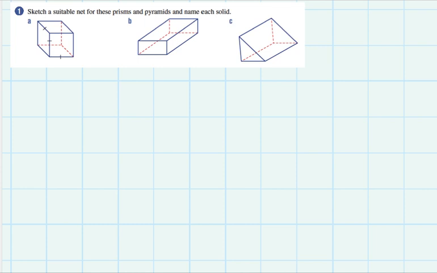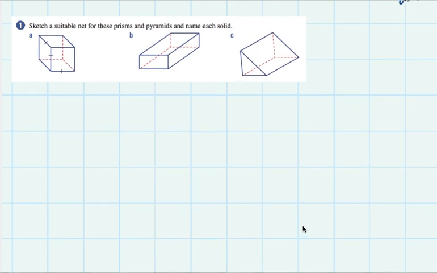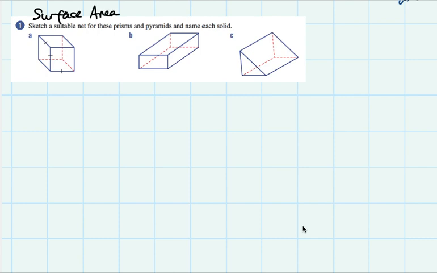Nets of shapes. So in this case here, overall, we want to be finding the surface area of solids. Now, understanding what a net is is a nice way of looking at how to find the surface area of a solid.